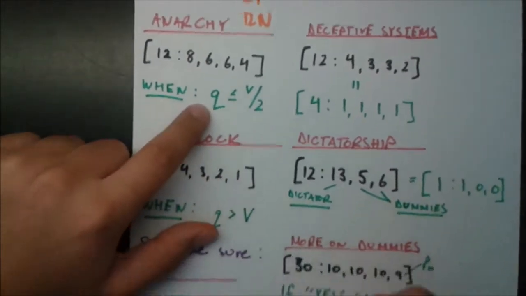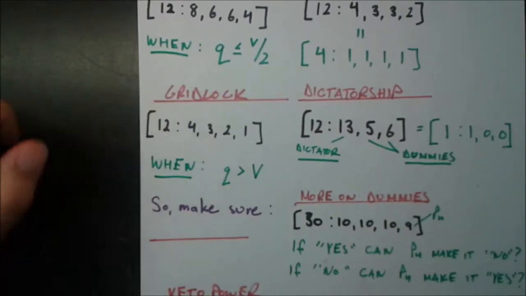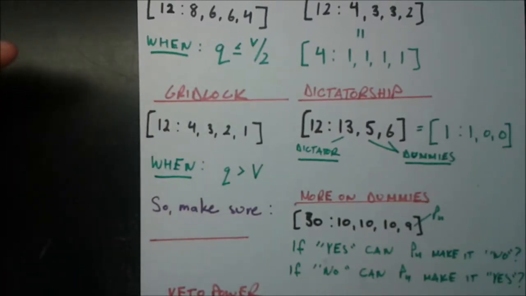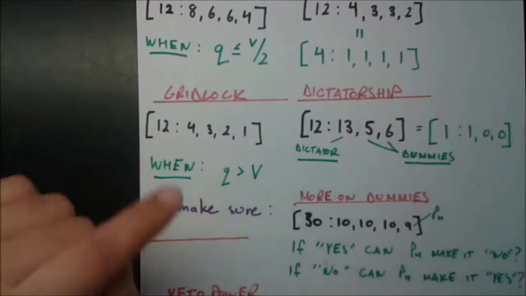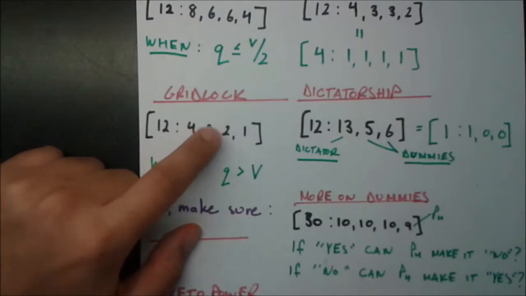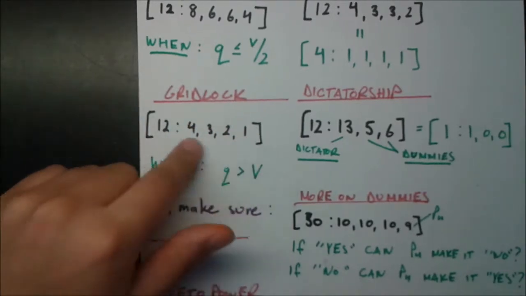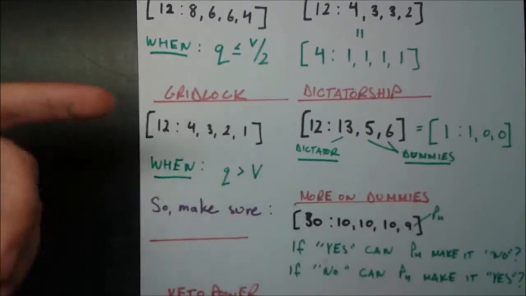So keep this in mind. And the next thing we'll talk about is Gridlock. Gridlock is kind of the opposite situation, where we don't have enough votes to get a yes or no. In that case, look at this. The quota is 12, but what's the total amount of votes we have? 4, 5, 6, 7, 8, 9, 10. So if everybody votes yes, that's 10 votes, which is not enough to meet the quota.